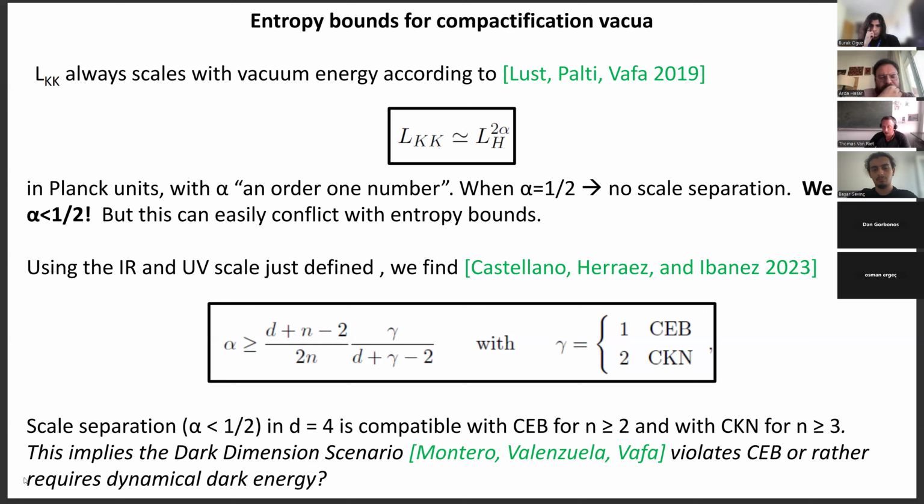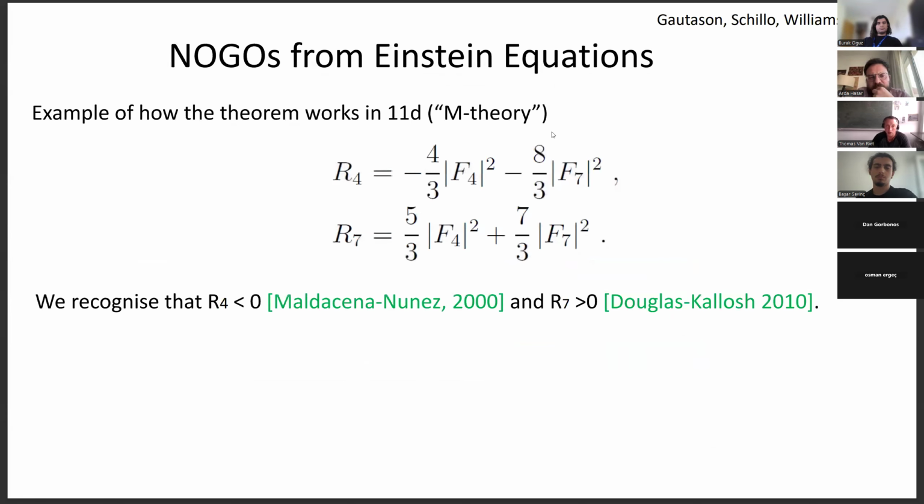Okay? And you can ask yourself, what does it mean? It can mean that the bound is incorrect. It can mean that the scenario is inconsistent. Or, and that's what we like to say, it means that we need to step away from vacua, namely from dynamical dark energy. So once you have dynamical dark energy, I have to be very careful in using these bounds because I'm not in an equilibrium situation anymore, right?